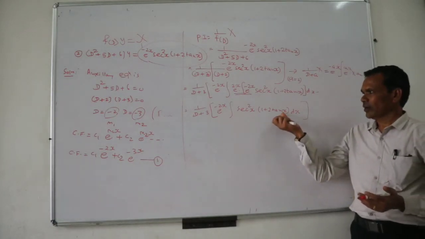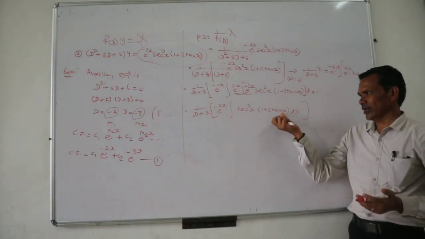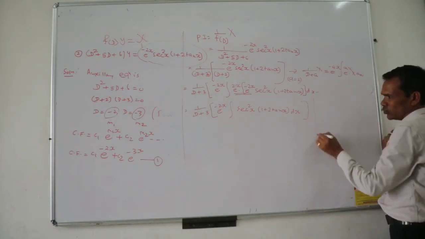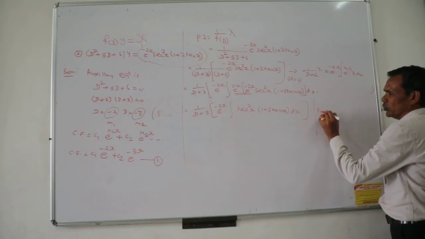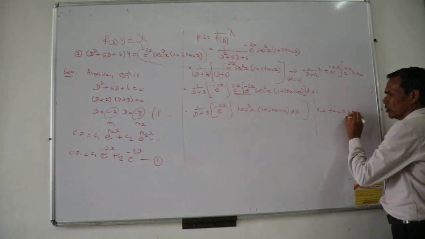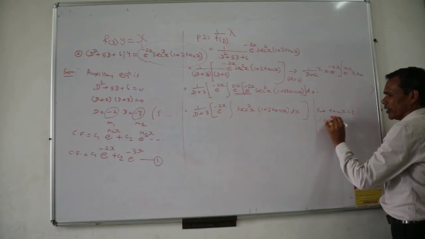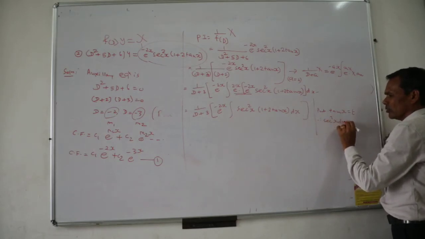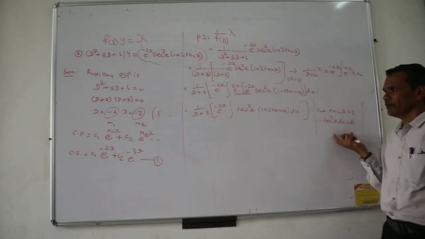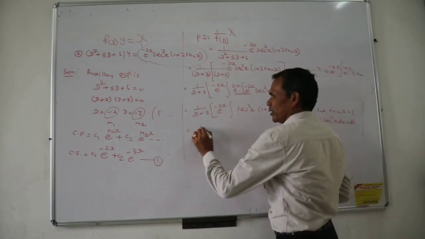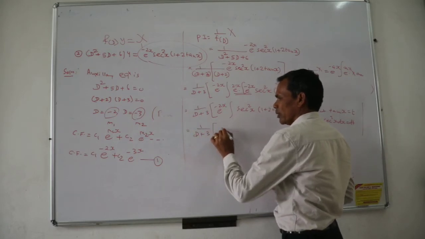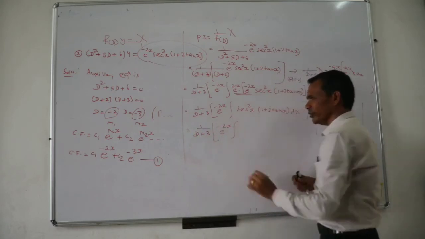So here the derivative of the function tan x is sec square x, and if cot is there, it is minus cosec square x. So I use the substitution tan x is equal to t. Therefore sec square x dx is equal to dt. So I use this substitution and get it transformed in terms of t, e to the power minus 2x integration.